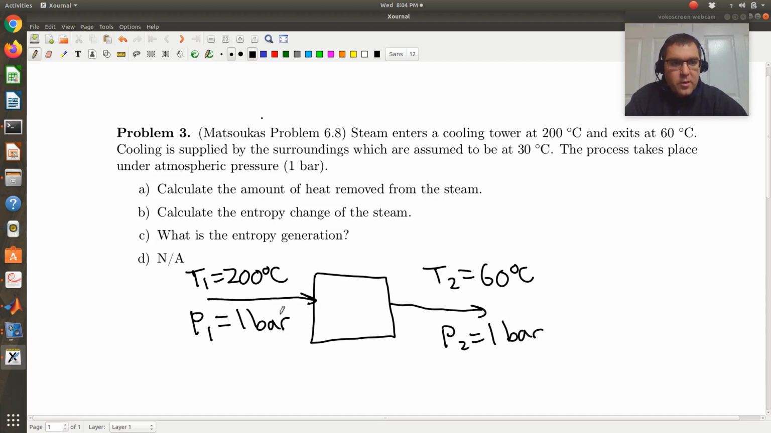Okay, so I know that at 1 bar or 1 atm, Tsat is 100 degrees C. So I know that in my entering stream, I'm going to have a superheated vapor. And exiting, again at 1 bar, Tsat is 100 degrees C. So now I'm going to have a compressed liquid.